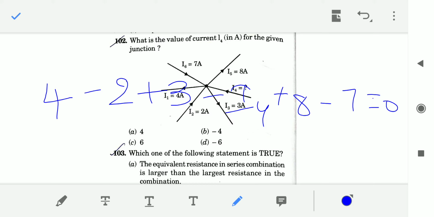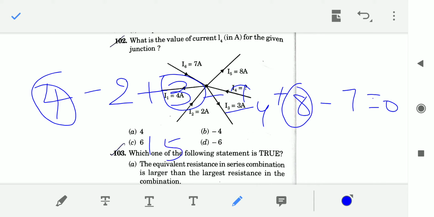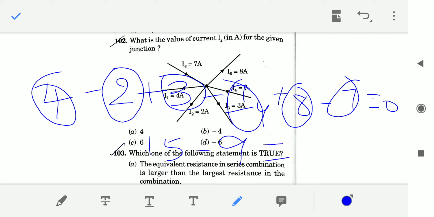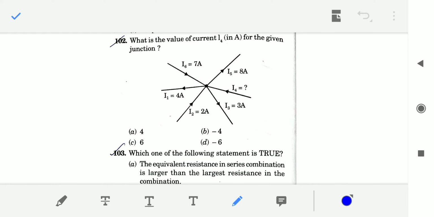Now if you observe, the positive values are 4 plus 3 is 7, and plus 8, that is 15. The negative values are 2 and 7, so it is 9. And we have minus I4, so I am sending this I4 to the other side. Then I4 becomes positive. So I4 is equal to 15 minus 9, which is 6 amperes. So the answer is 6 amperes.